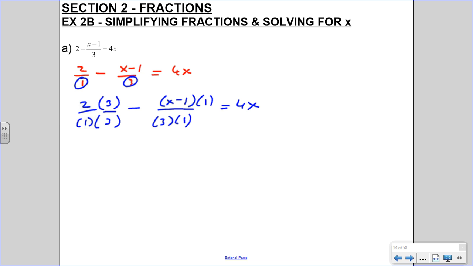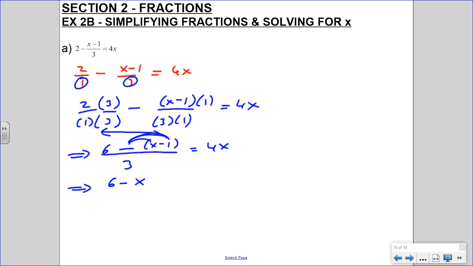So at the moment I can put these two things together because the denominators are the same. So this is 6, and then you've got x minus 1 in brackets, so be very careful with that, okay? So write the brackets as they are, and then you can have a little think about it, because at the moment you are going to have a minus and a minus involved. So 6 minus x, and then minus times minus 1 is plus 1 over 3 is 4x. So now you have (7 minus x) over 3 equals 4x.